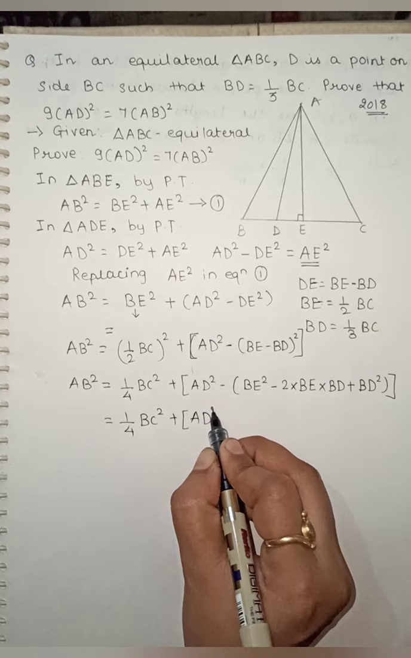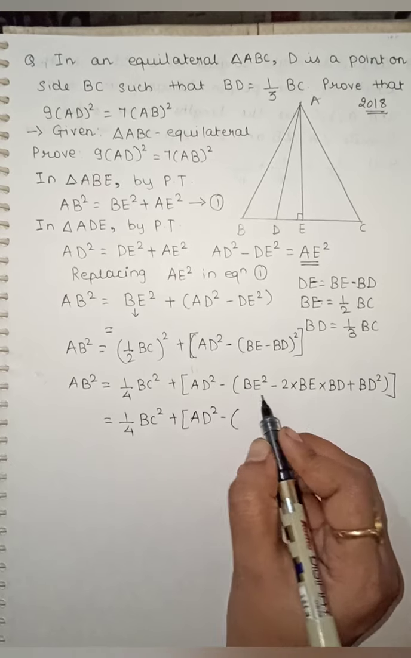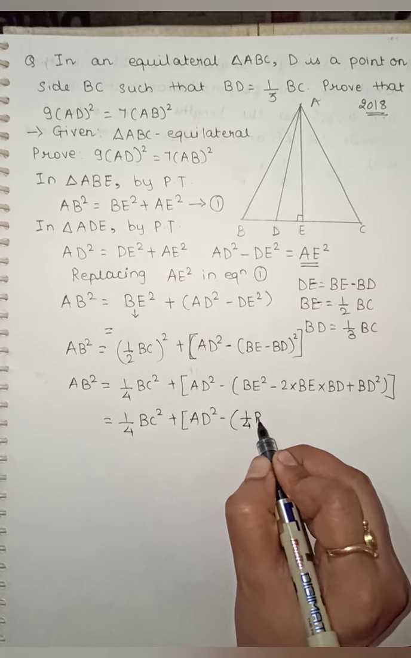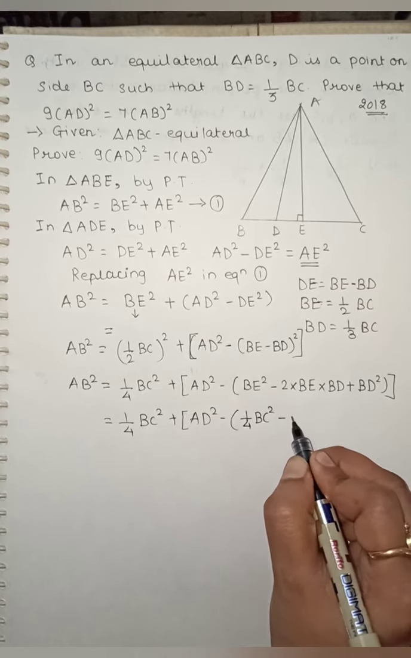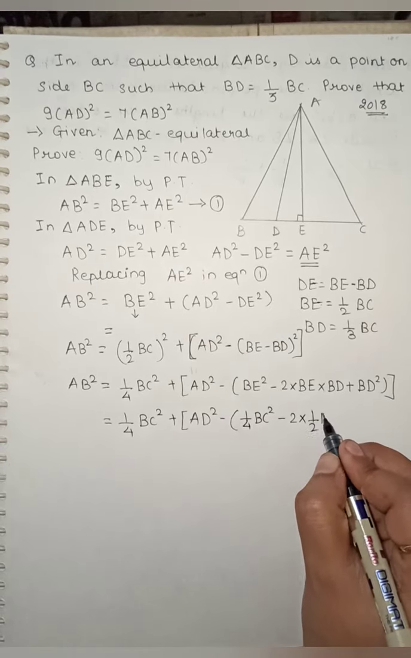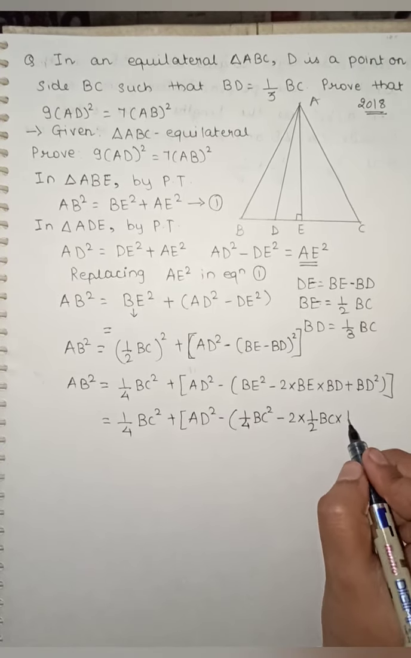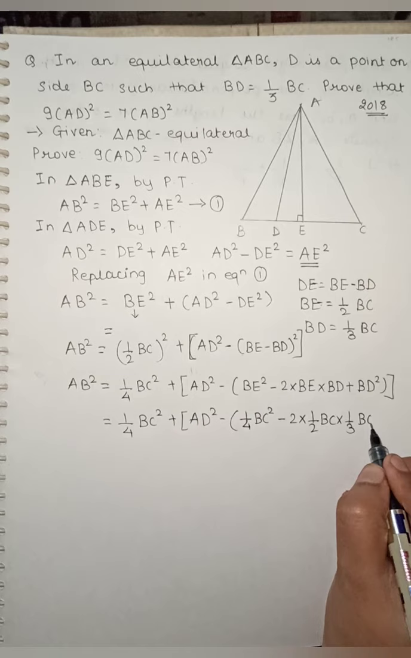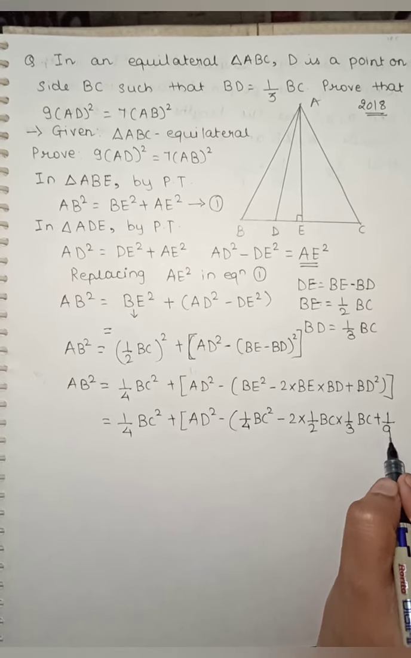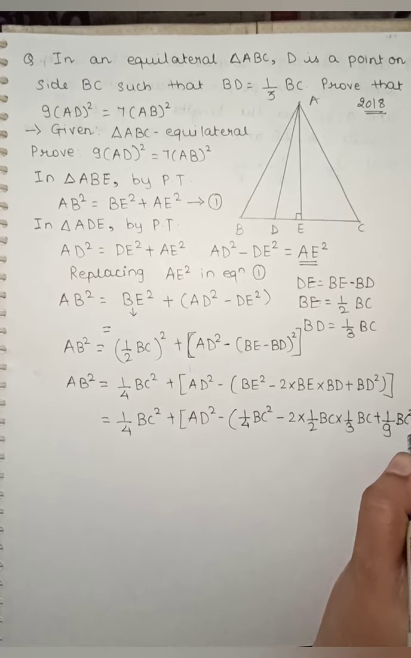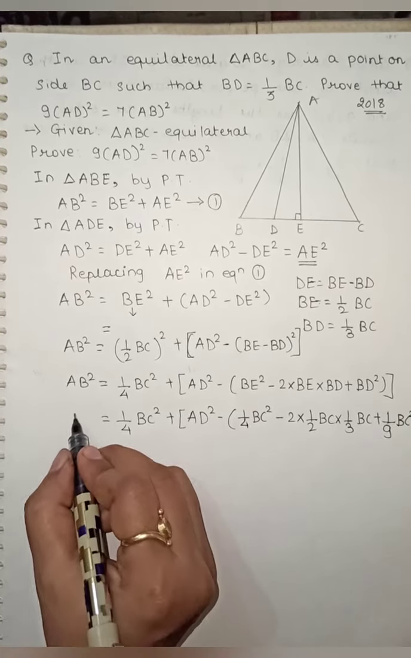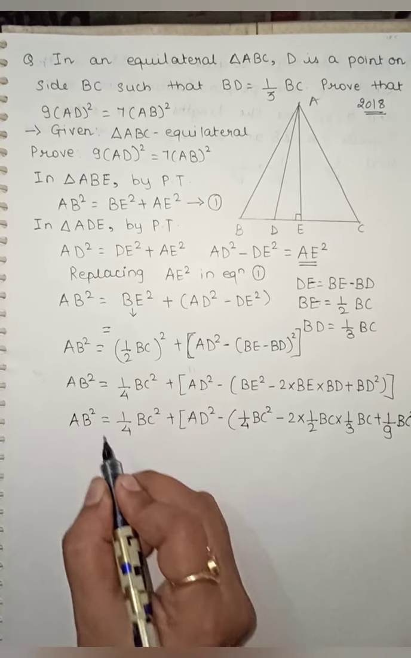AD square, again it will remain as it is. Now BE, it is half of BC. I will directly write 1/4 of BC, taking its square directly, minus 2 into, again BE half of BC, whereas BD 1/3 of BC. And here also BD square, 1/3 of BC square, so 1/9 BC square, and the outer bracket. Further, this value is equal to your AB square.